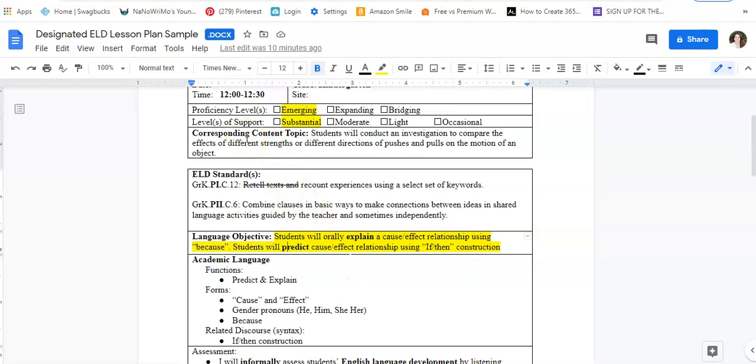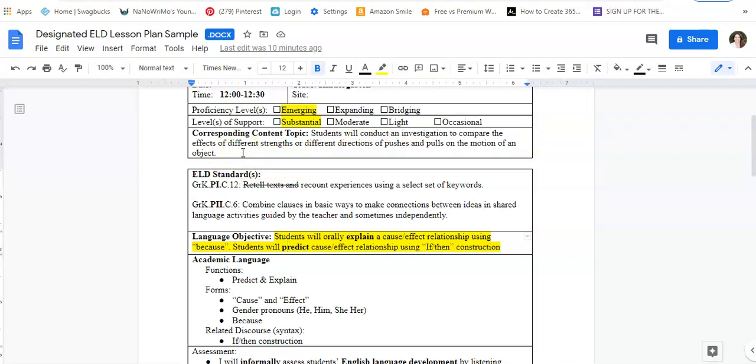So the corresponding content topic is basically what subject or topic will you be using to support students in this language objective. So remember, in a designated ELD lesson, the focus is the language objective. But you need some kind of content that students are going to interact with or engage in that's going to allow them to practice that language objective. So for this one, the corresponding content topic is students will conduct an investigation to compare the effects of different strengths or different directions of pushes and pulls on the motion of an object.